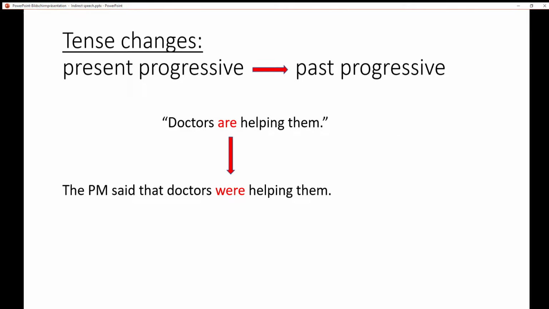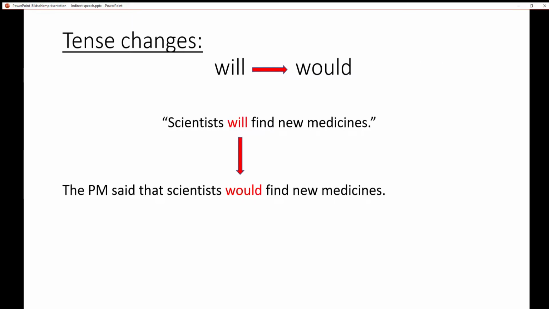Let's move on to another tense, and that's the will future tense, talking about the future. Scientists will find new medicines, is what the Prime Minister says, and the reporter writes, the PM said that scientists would find new medicines. So will, in direct speech, always turns into would in indirect speech.